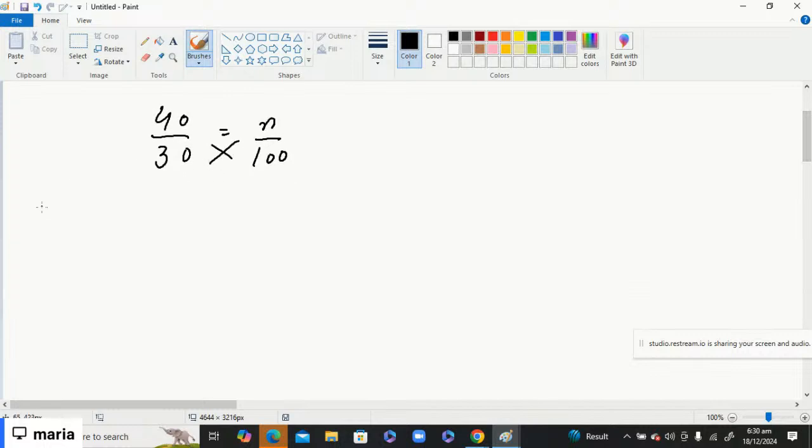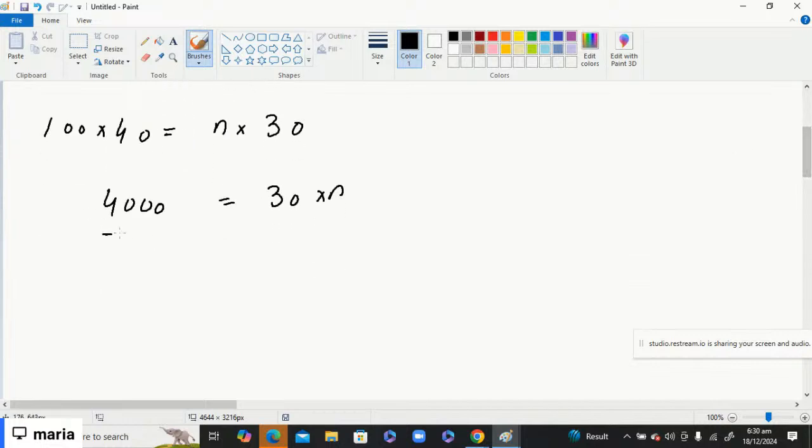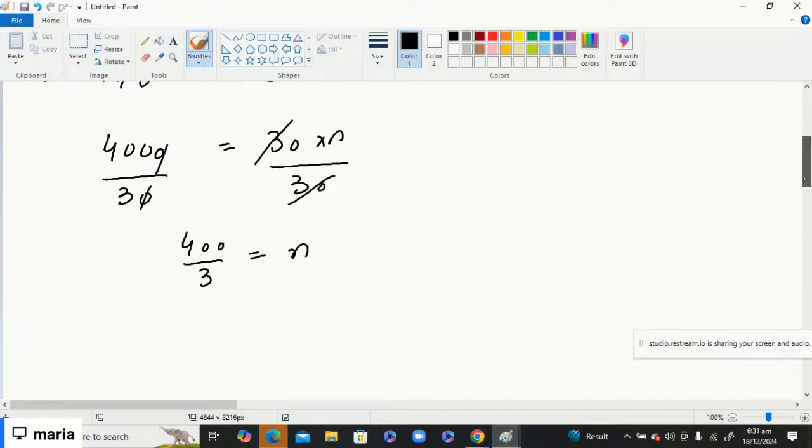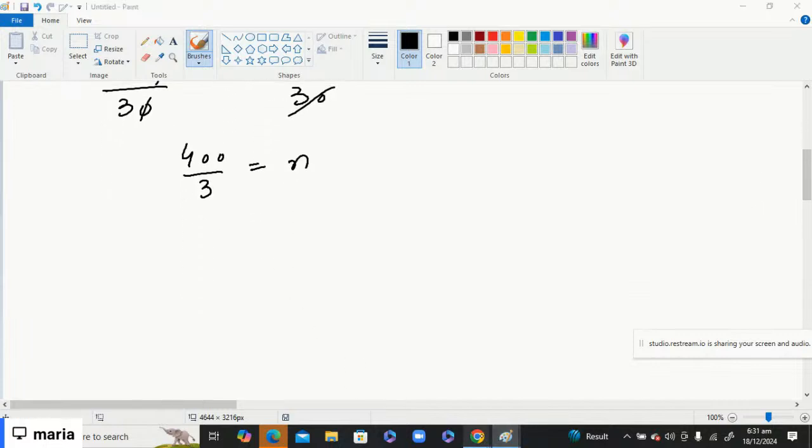Just cross multiply, 100 times 40 and times 30. That becomes 4000 is equal to 30 times n. Both sides divided by 30, this side as well as this side. This should be cancelled, and 400 over 3 is equal to n, sorry. Now 400 by 3.